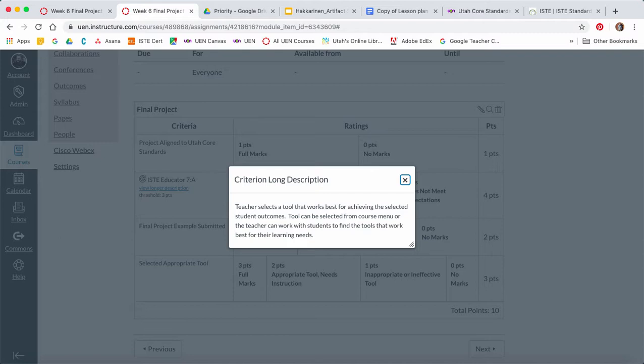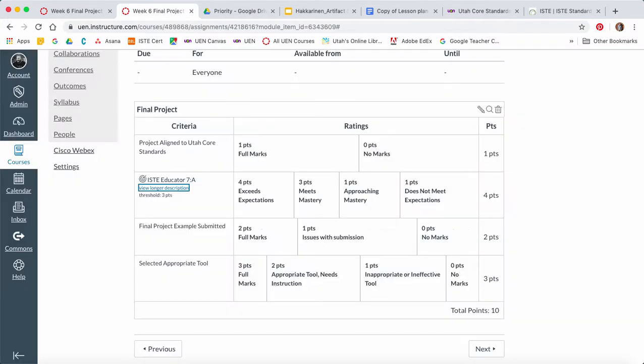This is unique because most of our students are teachers. So then we go on to make sure the final project has an example and they select the appropriate tool, and I can use this rubric to measure up to 10 points.